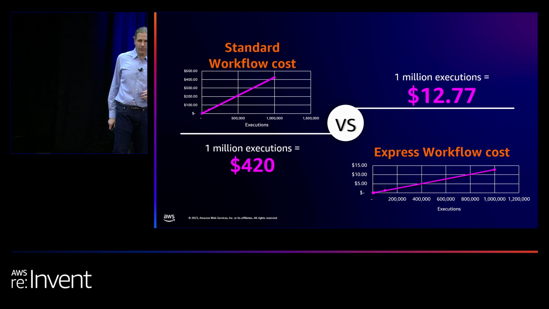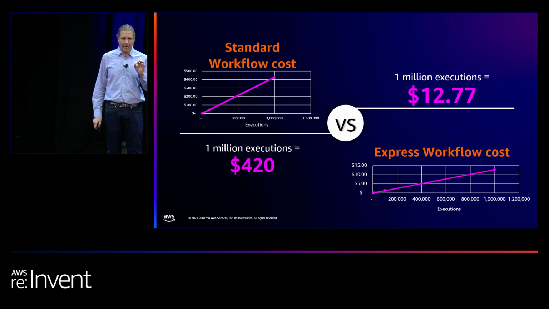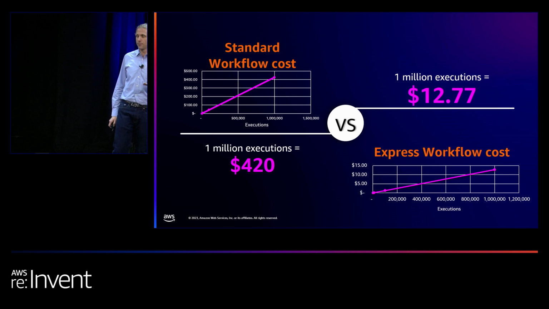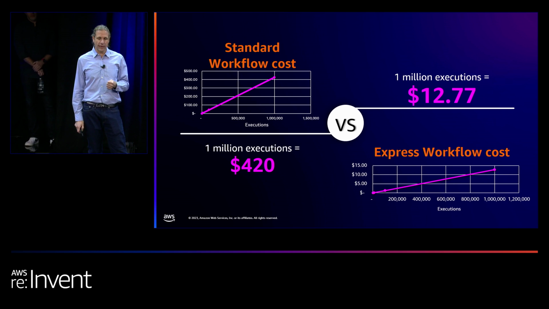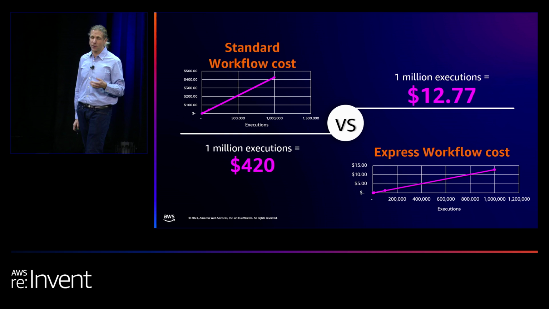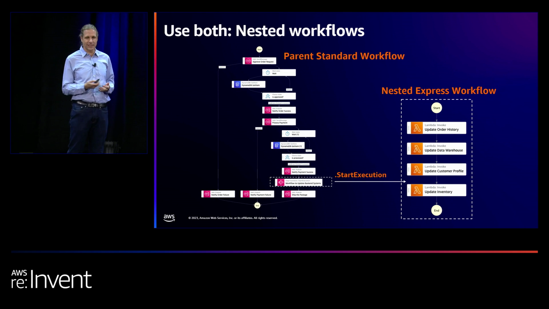And in this example we've got here, you can use Express workflows as the workflow runs synchronously under 5 minutes. And this is actually half a second faster to run per execution, so also a performance boost. And then 1 million Standard workflow executions would cost $420, but using Express workflows, this is $12.77. So that is seriously quite a big cost benefit too. But the even better story is how they can both work together.